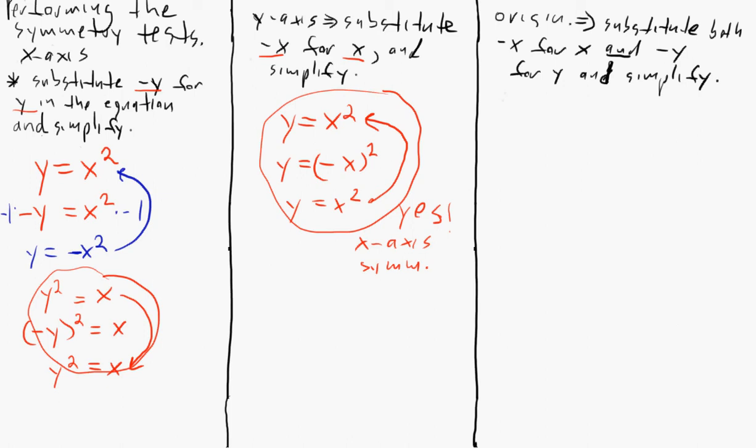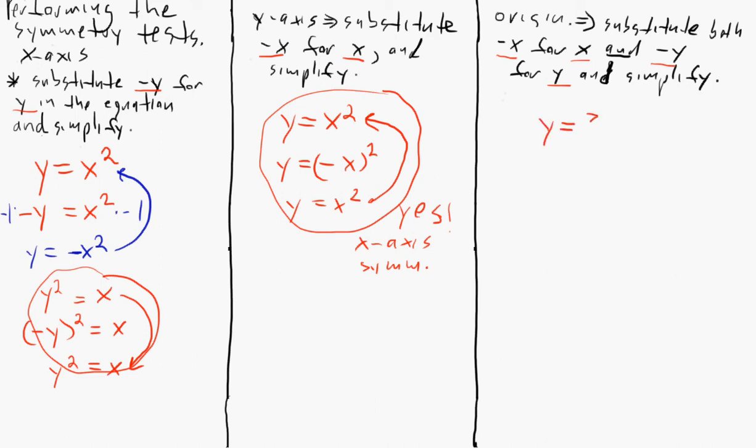Now, origin symmetry, you're going to do both. You're going to substitute opposite x wherever there's an x into the equation, opposite y wherever there's a y, simplify it, and if the result is the same as the original equation, then we can say, yes, it has origin symmetry. So let's try this one.